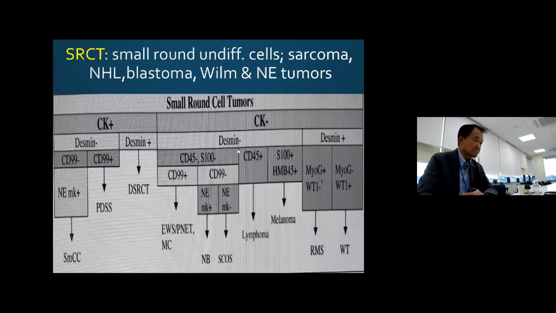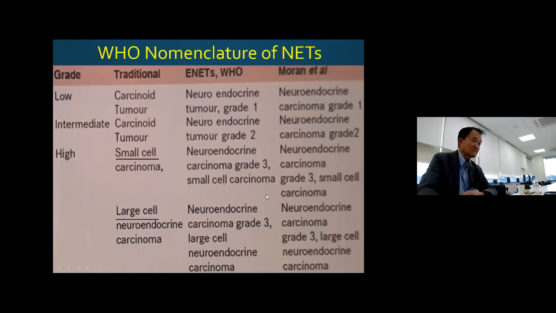And as I mentioned, these neuroendocrine tumors are small round cell tumors. So almost any tumor now has this small cell type. So there are differentiation markers like CD99, CD45, all kinds of things that have been recognized. I have to move a little bit fast.